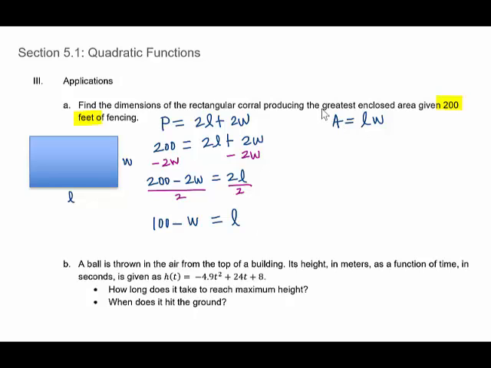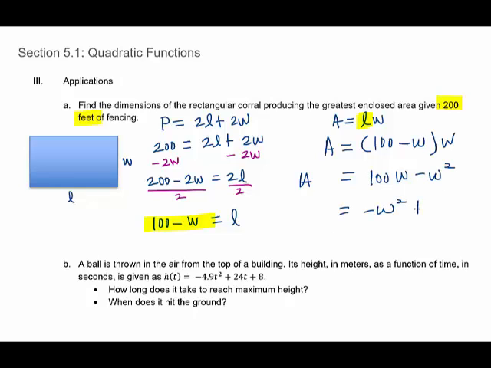At this point, we notice that the goal is to find the greatest enclosed area, or find the dimensions of the rectangle that will produce the greatest enclosed area. So we're going to replace L with this other expression involving W, 100 minus W. And we find a quadratic. A is equal to 100W minus W squared, or negative W squared plus 100W.